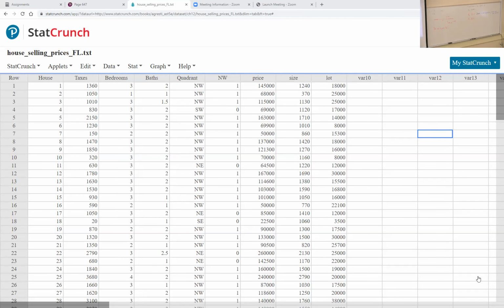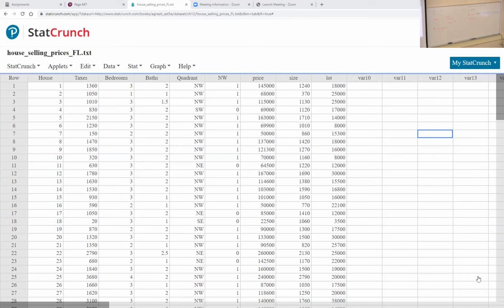So that is the housing prices data. And if you look at the top, we have a bunch of variables. House number, does it matter? Is it significant? Do we care if the house number is in our model or not? No, it's useless. It's just there.